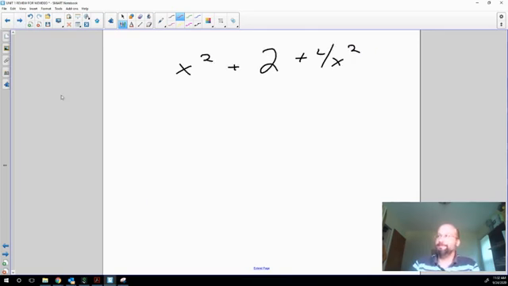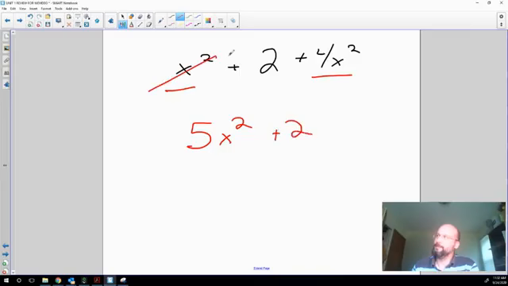One more, last one, is a refresher that this is x squared plus 2 plus 4x squared. What number is in front of this x squared? A 1. So that's 1x squared plus 4x squared is 5x squared plus 2.